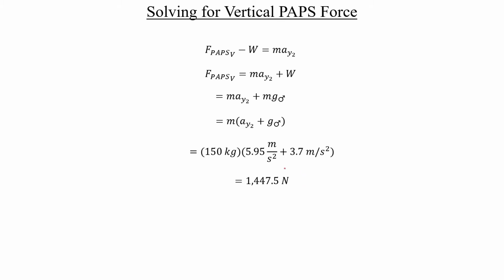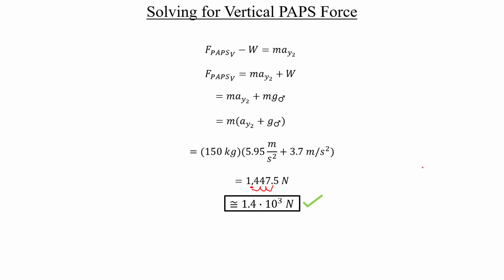On my calculator, I get the following, and remember that we needed to report this to two significant figures. So we're going to have 1.4, okay, our decimal point will be right here, and we'll be raising it to the following exponent in scientific notation. So 1, 2, 3. So hence, if I rewrite this appropriately, we get 1.4 times 10 to the third newtons. And that is the answer for our vertical PAPS force.